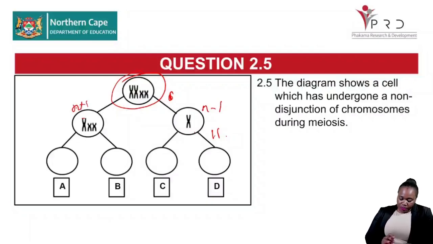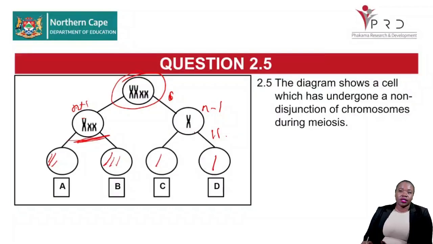Now if we look at A, B, C, D, those are the daughter cells at the end of meiosis. How many chromosomes are they going to have? They're going to have 1, 2, 3, 1, 2, 3, because these arise from this one with an extra chromosome, and here they would then have 1, 1, like that. So an extra one and one that is short.